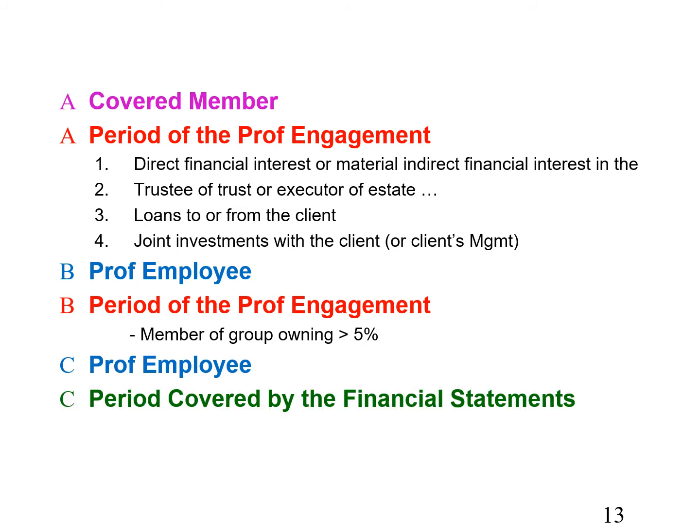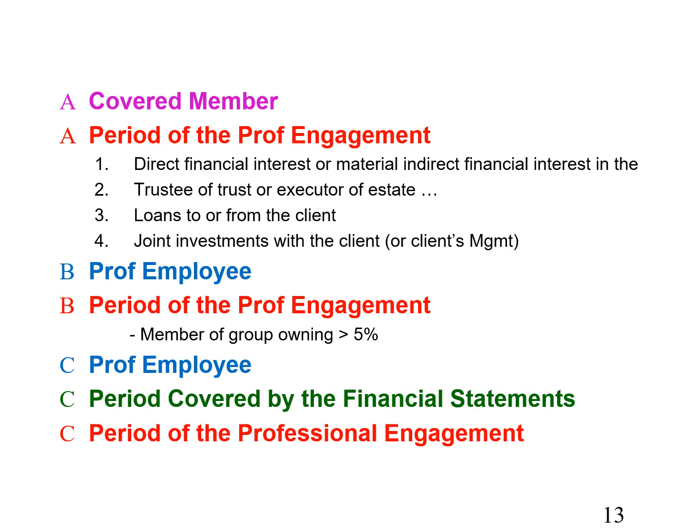Part C, professional employees, the period covered by the financial statements and the period of the engagement. So Part C is the only part that applies to the period covered by the financial statements. For an ongoing client, these two periods are going to overlap. But for a new client, the period of the financial statements may be different than the period of the engagement. And no professional employee can act as a director or in any capacity equivalent to management during the period covered by the financial statements or the period of the professional engagement.